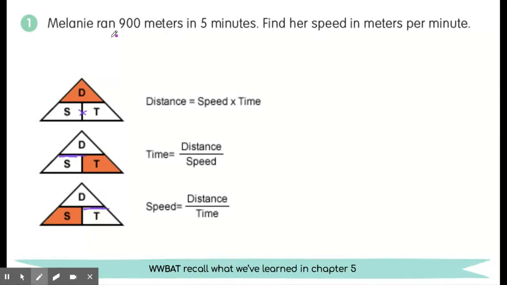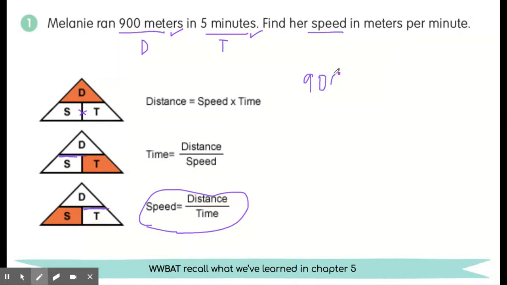This question says Melanie ran 900 meters. 900 meters is a distance, in 5 minutes, which is the time. The question says to find her speed in meters per minute. Luckily, our unit is already in meters per minute. So all I have to do to find the speed is to divide the distance by time. The distance is 900 meters. The time is 5 minutes.